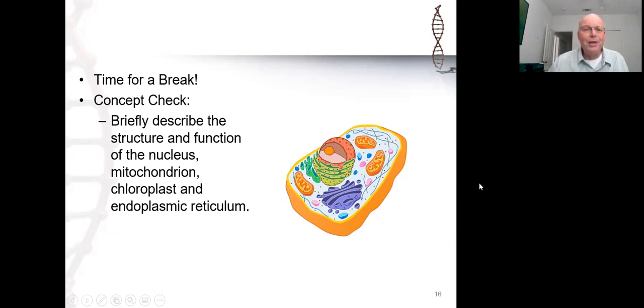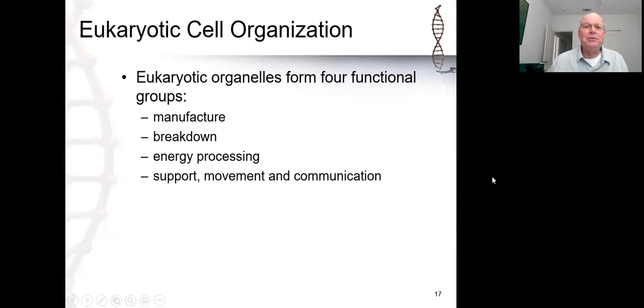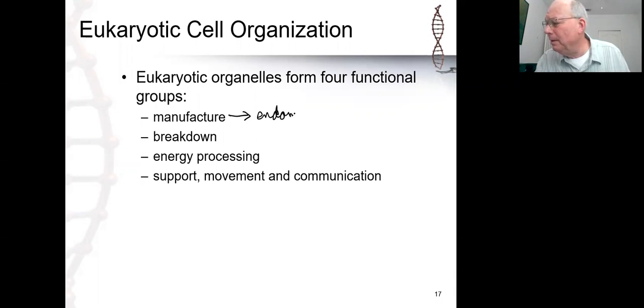So let's pick up the story again and start looking at some of the organelle systems that we can identify. The good news is that as soon as we start looking at the organelles in a typical eukaryotic cell, we find that they break down into 4 really convenient groups. So the first group is the manufacturing group, and that includes the nucleus and the endoplasmic reticulum, transport vesicles, and the Golgi apparatus. These are sometimes combined together to form a system called the endomembrane system.